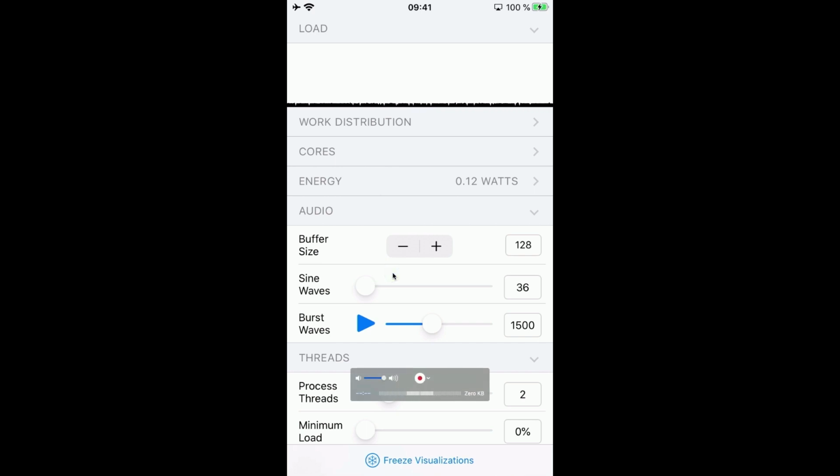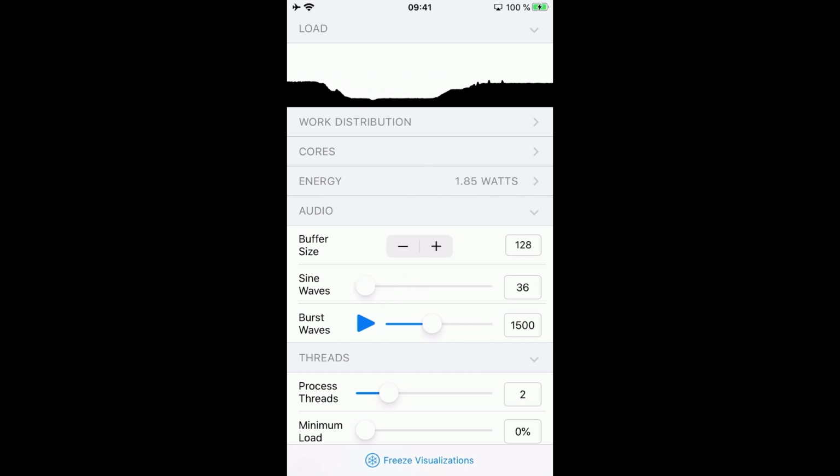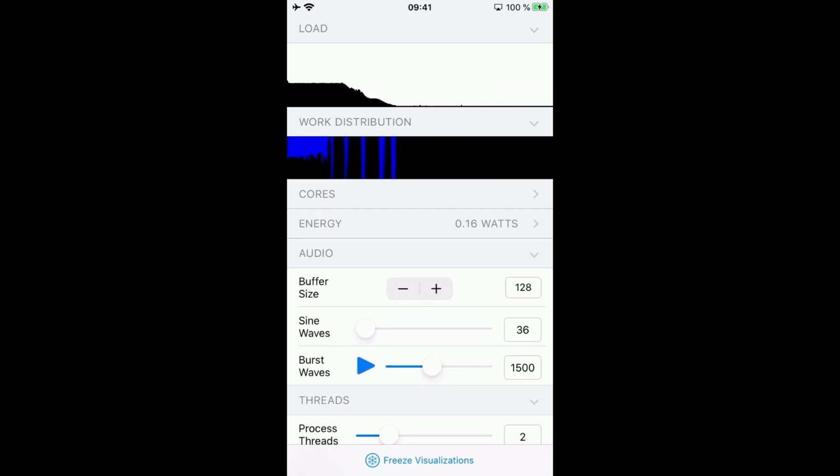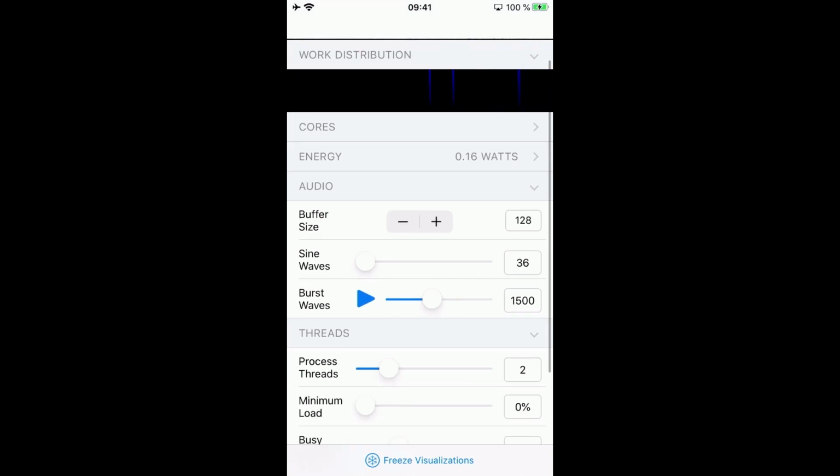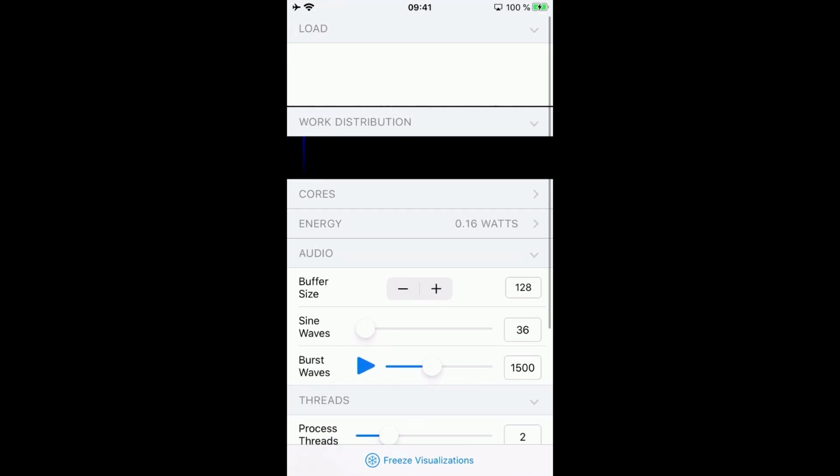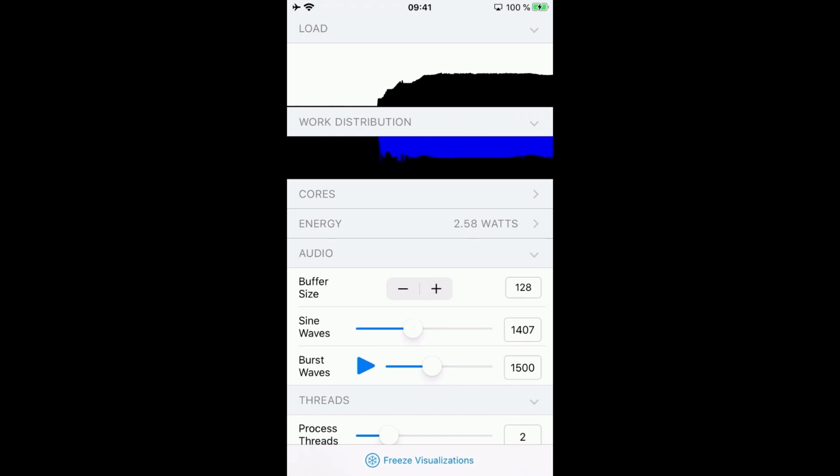So up at the top, there's load, which is showing the percentage of a buffer duration that was spent processing. As I increase the number of sine waves, you see that the load goes up. There's work distribution, which only makes sense when there's more than one thread. This is showing how the sines are distributed between the two threads. If only one thread was working on all of the sines, then it would be all black. But here, it's distributed evenly, which is what you want. So you see half blue, half black.